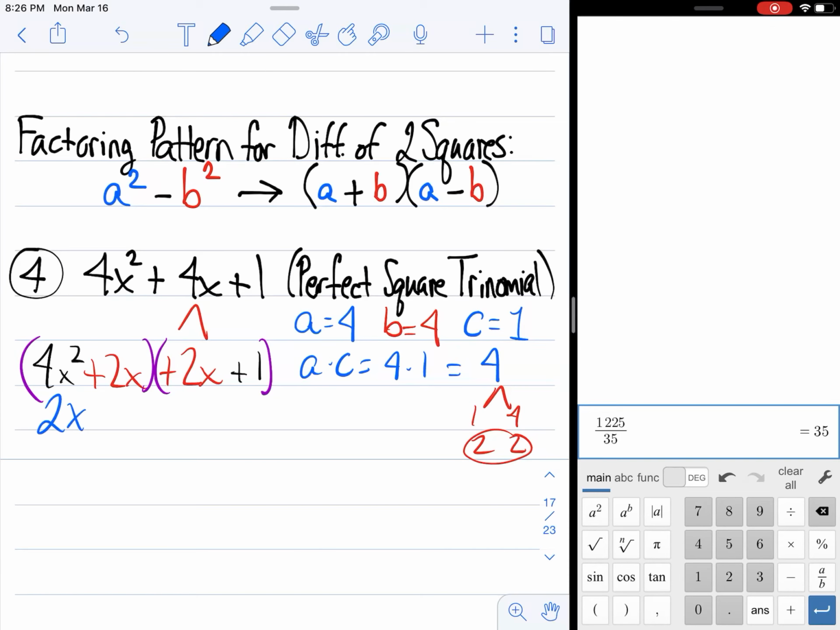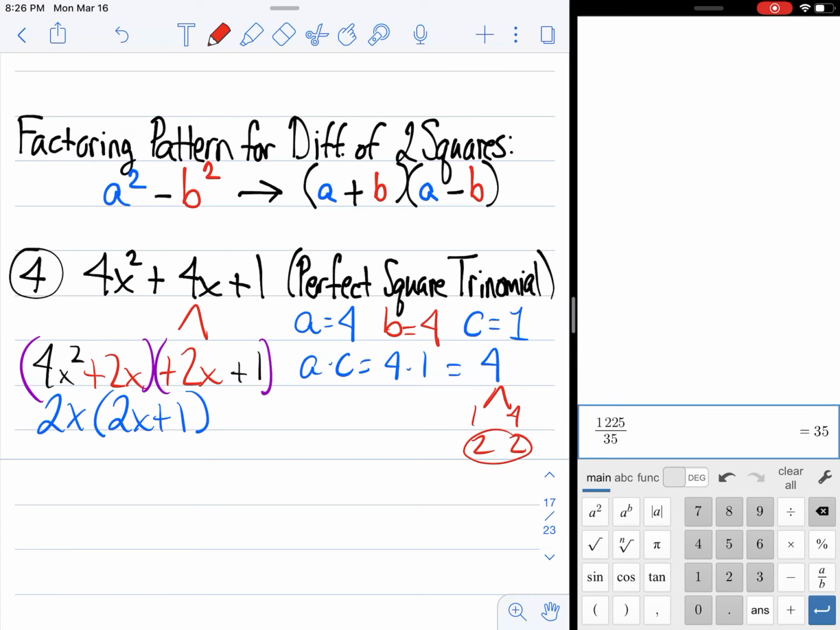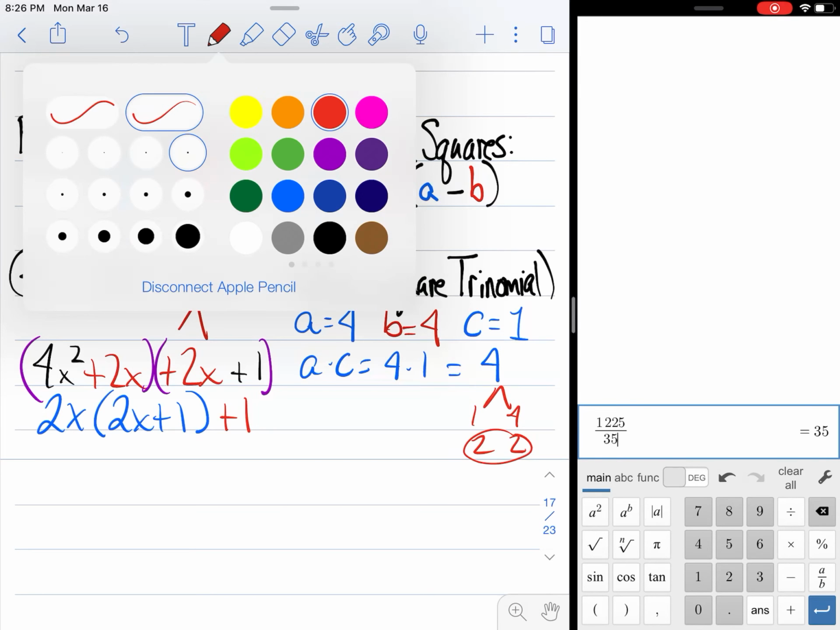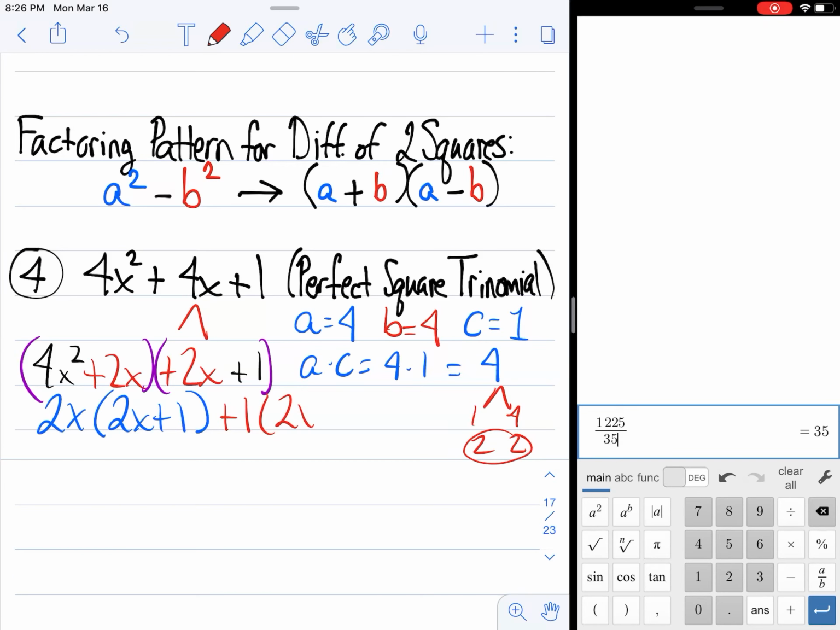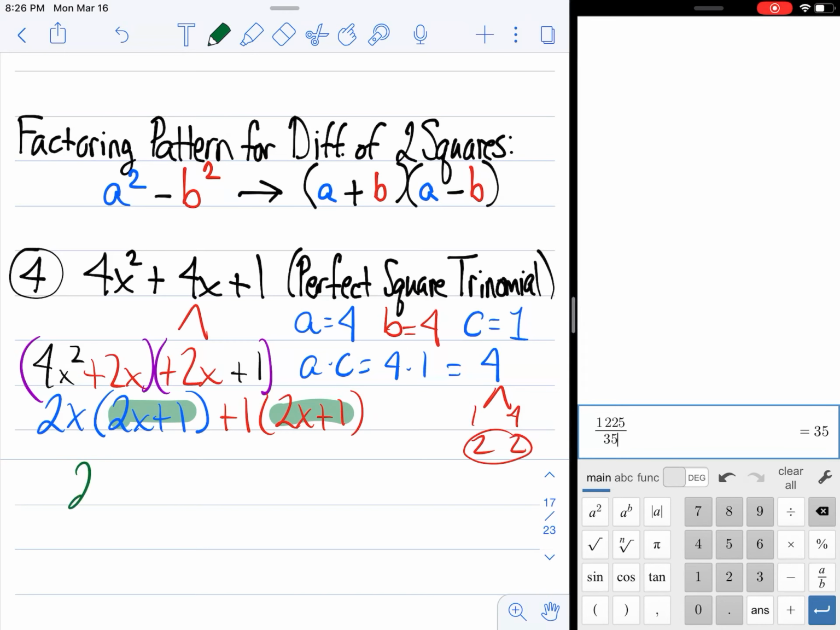GCF of group number 1 is a 2x, and then I have 2x plus 1 left over. And like the previous video, we have a GCF of 1 in group number 2. So I gotta make sure I put that on the outside, so I have two binomials. And then leave it as 2x plus 1 on the inside, so then the groups match. And then the final answer on this one is 2x plus 1 times 2x plus 1.